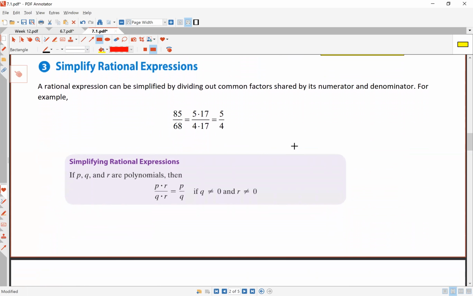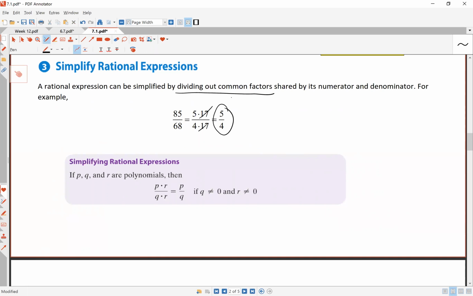Now, simplifying rational expressions amounts to factoring your numerator and denominator and then dividing out. We like to say cancel. 85 has a factor of 17, and so does 68. That's common. So we divide it out by canceling it, and we're left with 5/4.